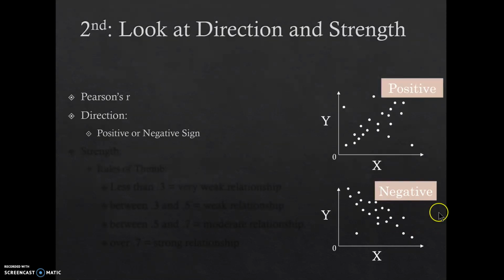And next, you want to look at direction and strength. When you're looking at the scatter plot, this means a positive relationship, because when people's value on x goes up, the value on y correspondingly also goes up. So there is a positive trend. And this will be a negative trend. When the value on x goes up, the value on y tends to go down. So that's a negative relationship. And it's represented by a positive or negative sign in Pearson's R.